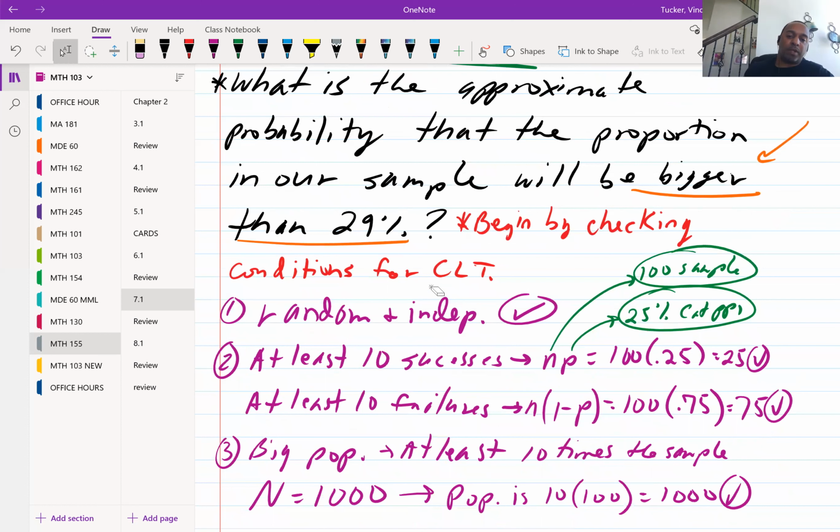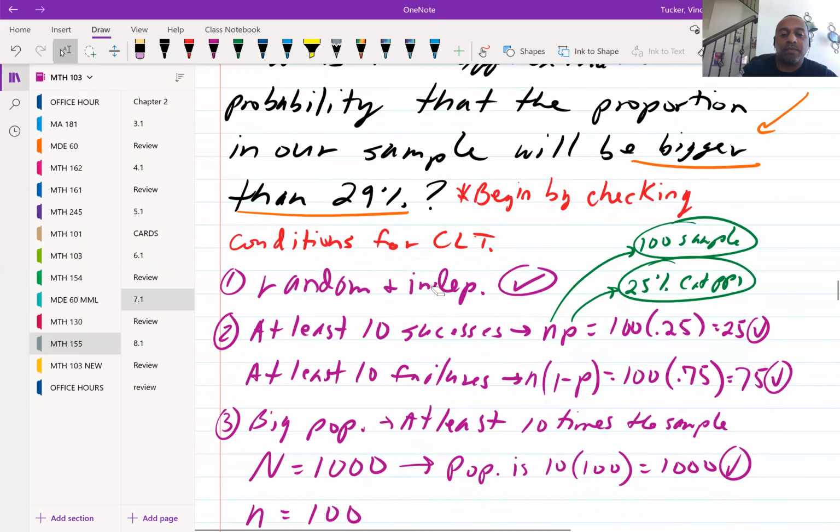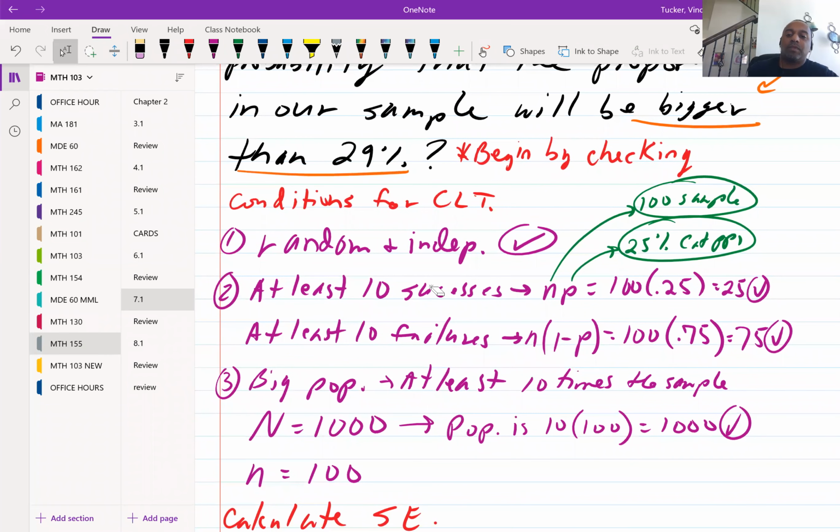And then you need a big enough population, at least 10 times the sample. So your population, which is capital N, is 1,000. And our sample, lowercase n, was 100. So 10 times 100 is 1,000. So there you go, right here. That's good to go. So before we go any further, make sure we're okay with the fact that we met each one of the criteria for our central limit theorem.